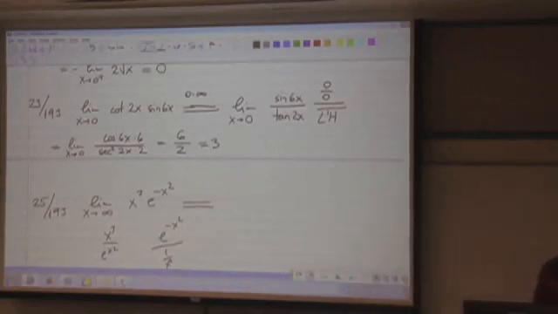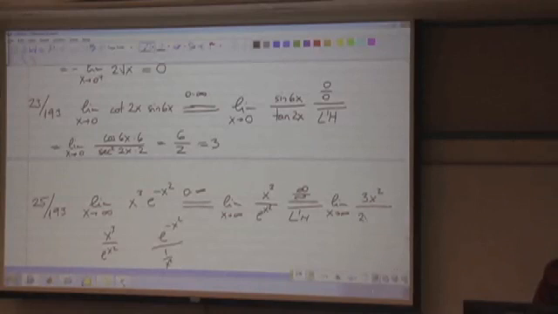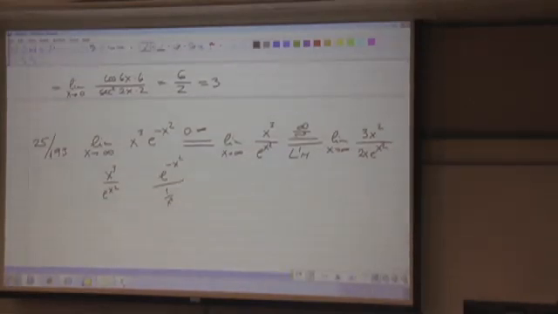Okay. So that means that this is 0 times infinity, so I have the limit as x goes to infinity of x cubed over e to the x squared. Now I'm in a case of infinity over infinity. I can apply L'Hopital's rule, and what do I get? Three x squared divided by e to the x squared times 2x. So what now? We get infinity over infinity, right?